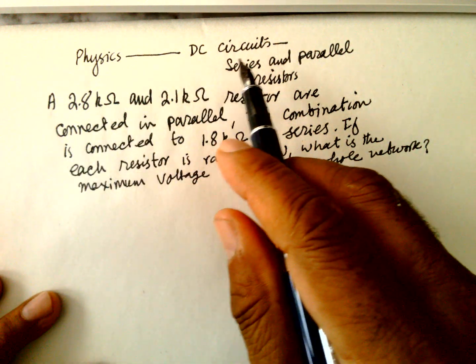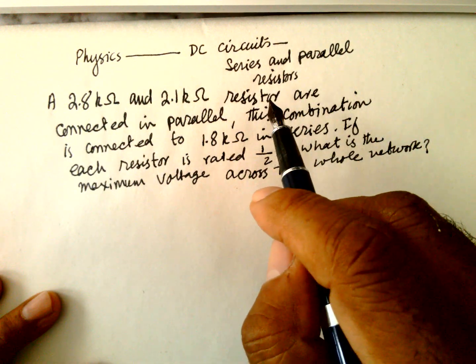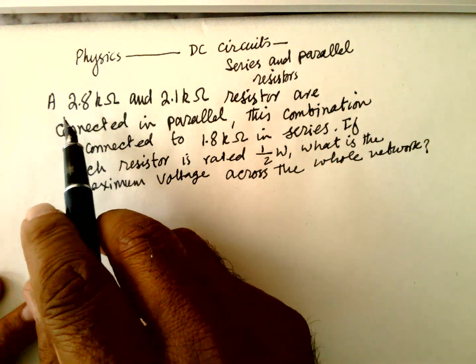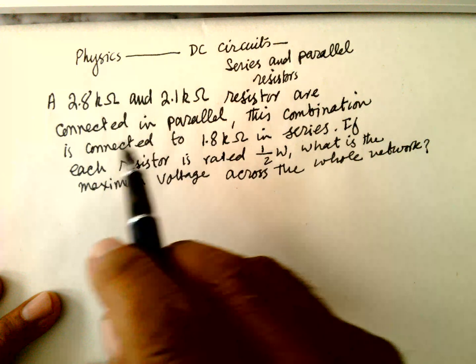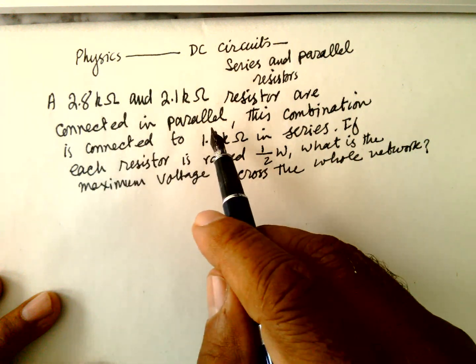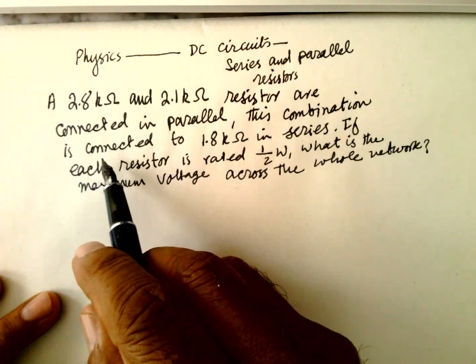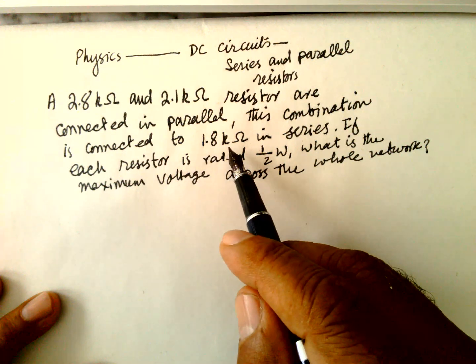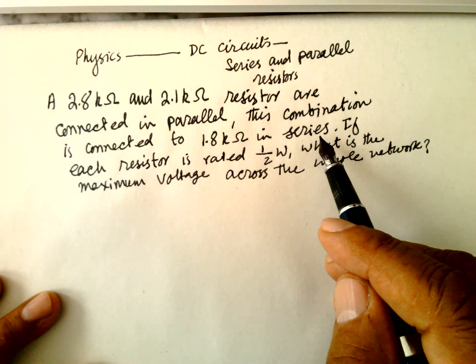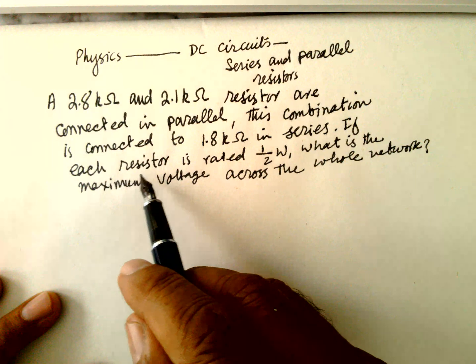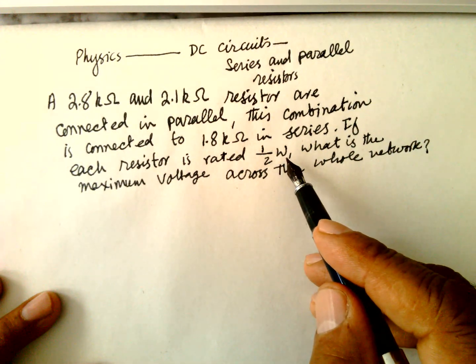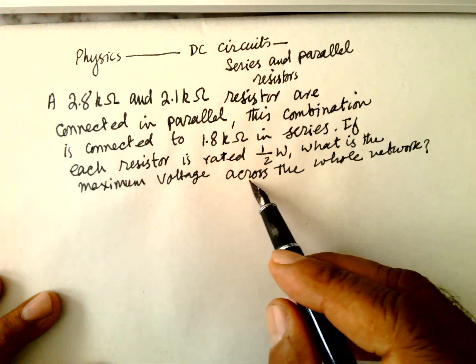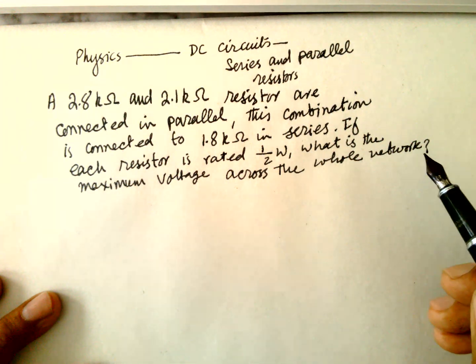Hello, physics, DC circuits, series and parallel resistors. The problem is: 2.8 kilo ohm and 2.1 kilo ohm resistors are connected in parallel. This combination is then connected to a 1.8 kilo ohm resistor in series. If each resistor is rated at half a watt, what is the maximum voltage across the whole network?